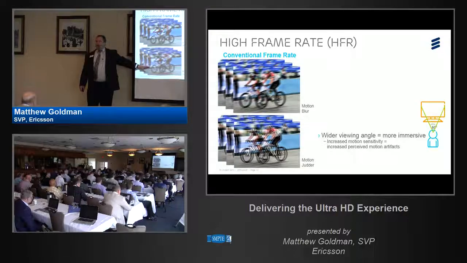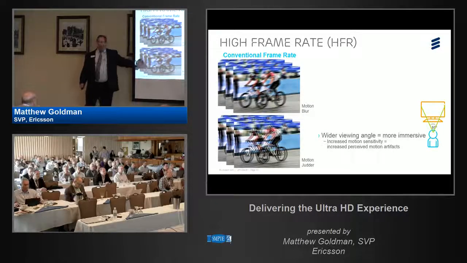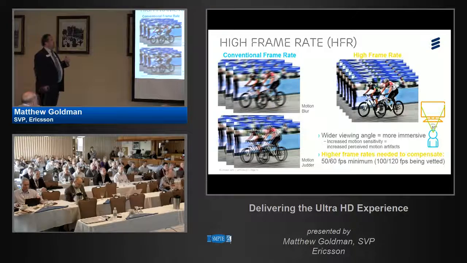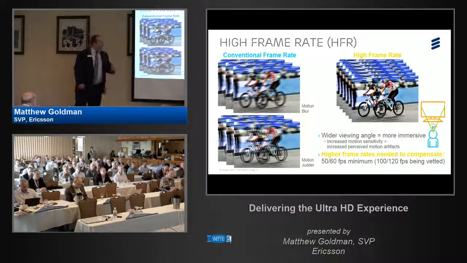It is really annoying. This isn't so annoying, you're used to seeing that. This is really annoying. So what do you have to do about it? Because it's already there, but you're not sitting as close to the display. So what do you do? You have a higher frame rate. Because of a wider viewing area, you're more immersed, so you need a higher frame rate.